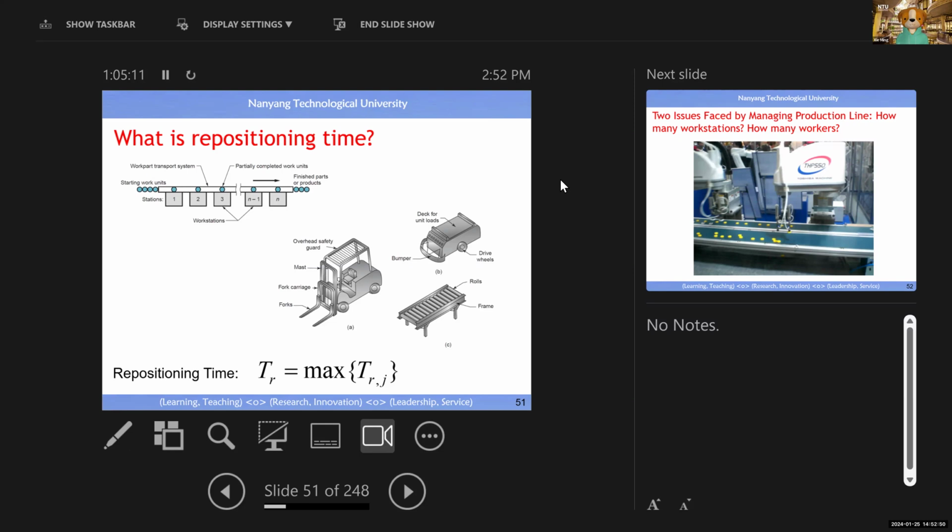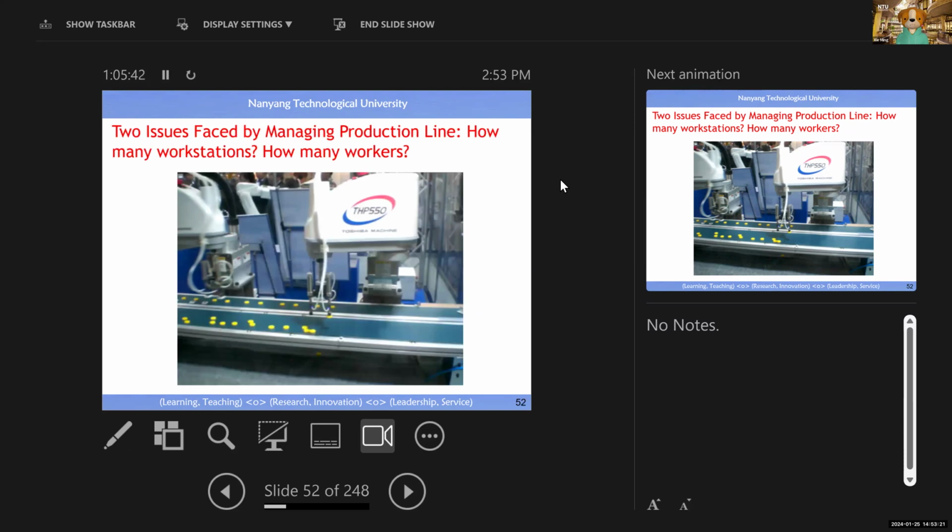But you see, from 1 to 2, you take a certain amount of time, 2 to 3, maybe another amount of time, 3 to 4, etc. Then we always consider the worst case scenario, right? Compute the maximum time taken by any pair of two adjacent workstations, right? Then we use this value as the repositioning time. Always consider the worst case scenario, right? So these are the basic parameters, right?